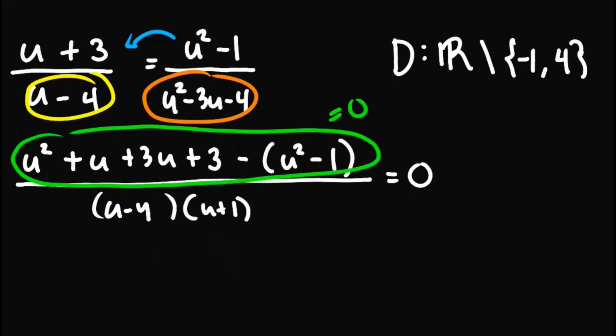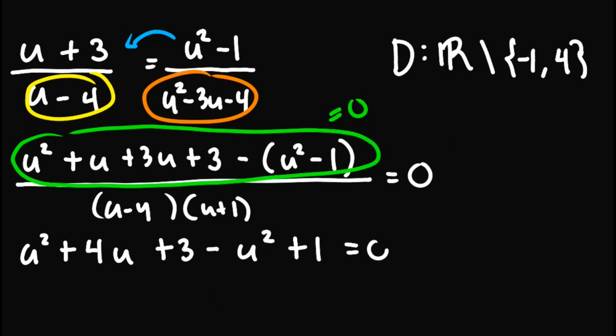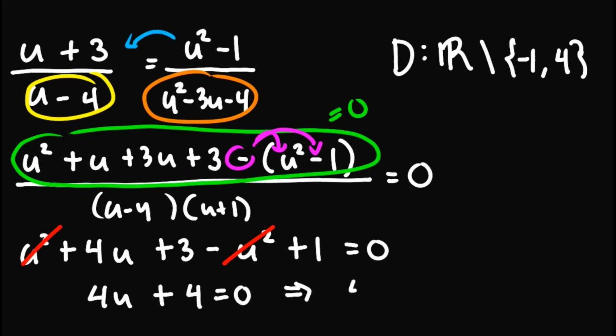So we've got, simplifying this, we have u squared plus 4u plus 3 minus u squared plus 1 equals 0. So I distributed the negative sign out here. And then from here, we can cancel out some common terms. So we've got u squared out here, and we simplify this. So we've got 4u plus 3 plus 1 is 4. This would give us 4u equals negative 4, or simply u equals negative 1.